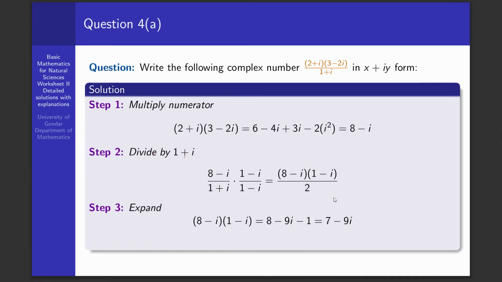Therefore, the standard form of this expression is 7 over 2 minus 9 over 2 i, so that 7 over 2 is the real part, the value of x, and minus 9 over 2 is the imaginary part of the simplified form of this complex number.